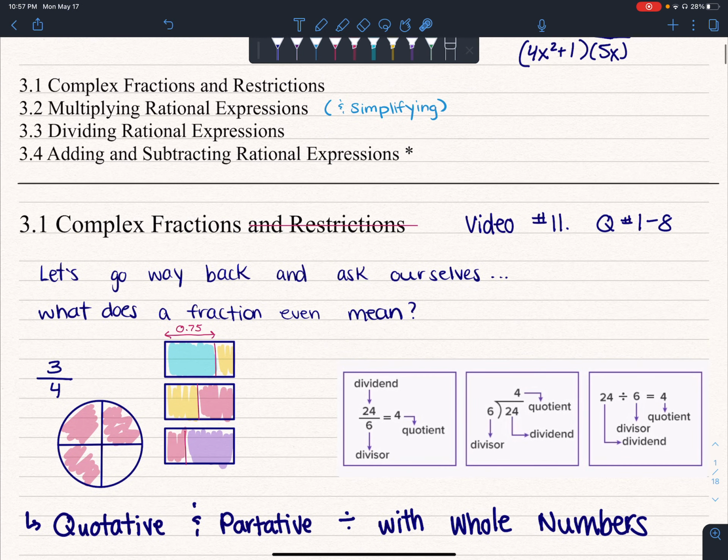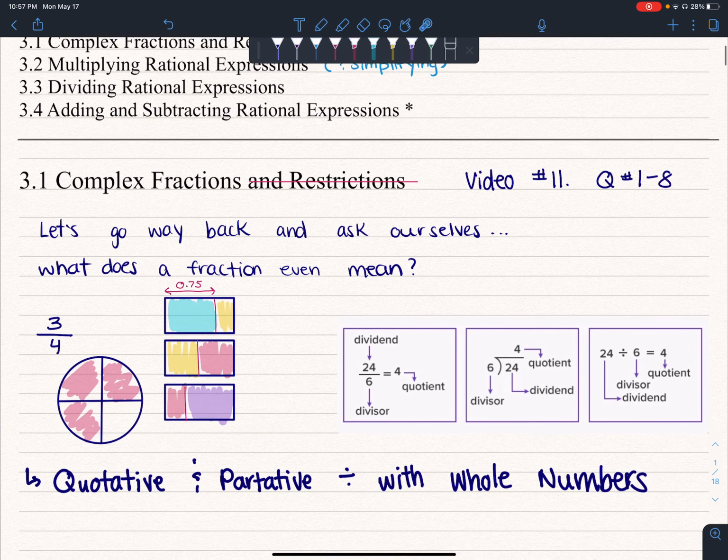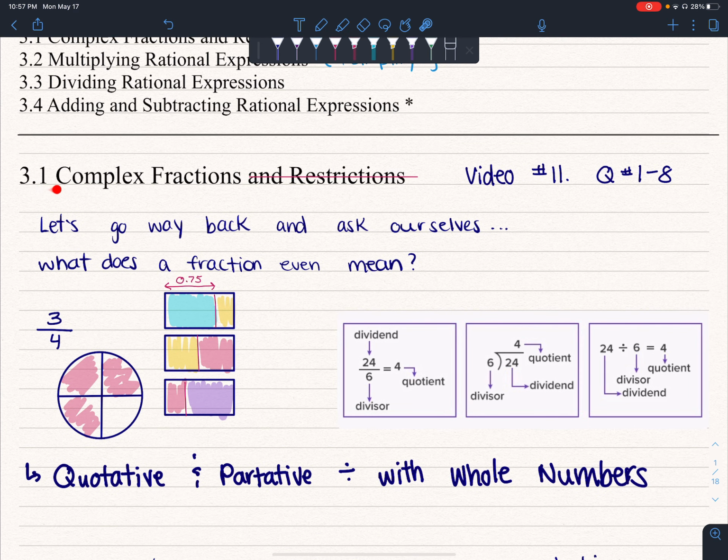Okay, so I will see you in the next one where we're going to continue with section 3.1. So we're going to talk about what restrictions mean and dealing with variables within a fraction. Okay, so I will see you in the next one.